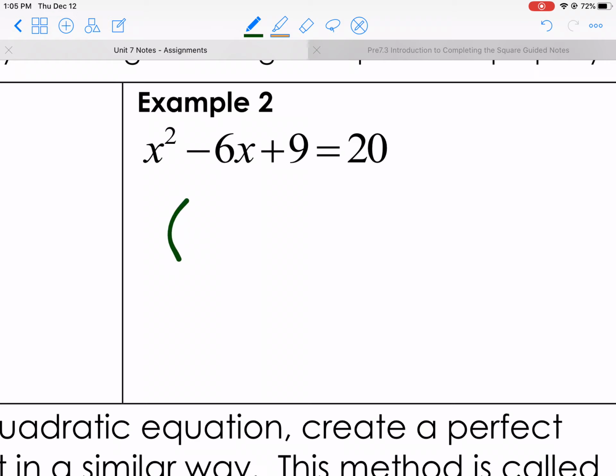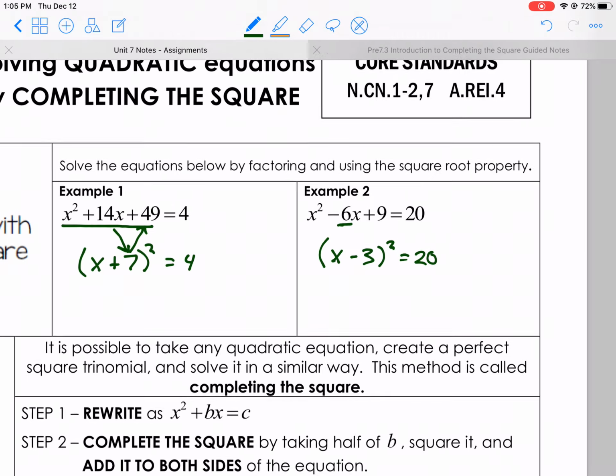In this case, do you know what the factor would be? Half of this, so x minus 3 equals 20, and then we could go on and solve it. Maybe we'll come back and do that in a minute. Usually, they're not already set up like that.